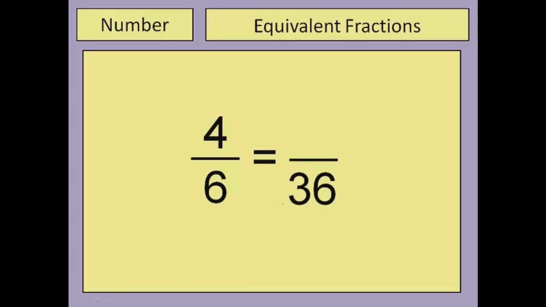Okay, a different one then. 6 to 36. That is multiplied by 6. And on the top, if I multiply by 6, 4 times 6 is 24. So these two fractions are now equivalent.